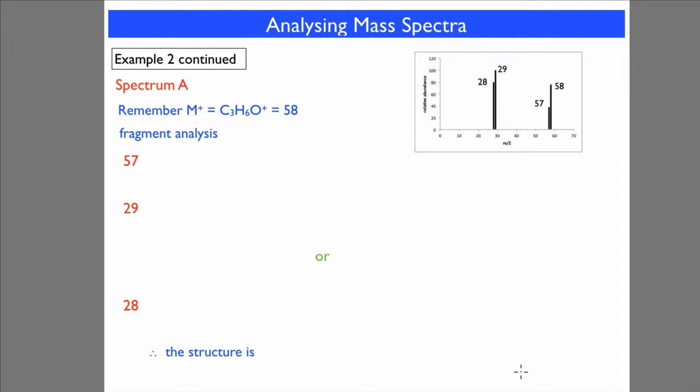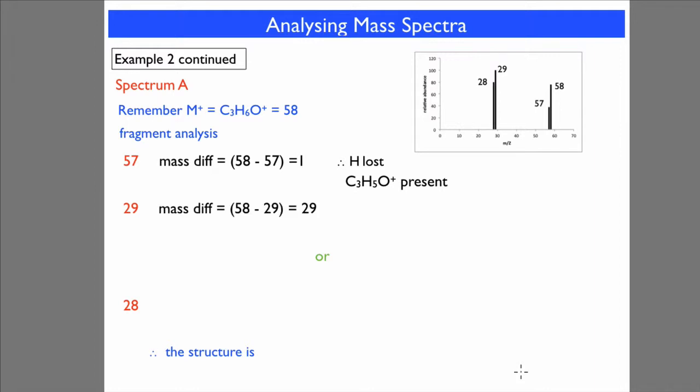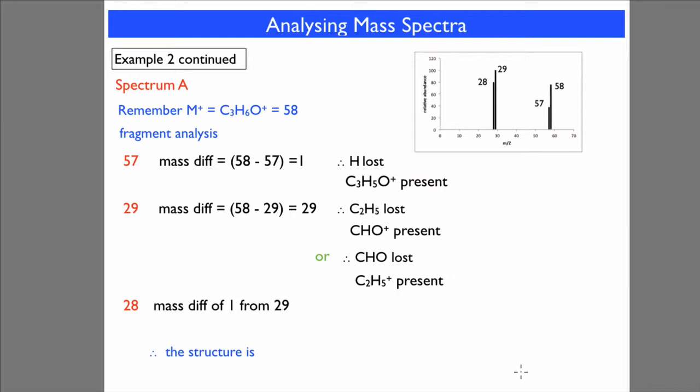Well, for spectrum A, we'll do some fragment analysis. First one is 57. It's got a mass difference of 1, so you can probably guess we've lost a proton, so the C3H5O+ is present. Next, a loss of 29. So we may have lost C2H5, which would leave us with CHO+, or we could have lost a CHO, which would leave us with C2H5+. And finally, a loss of 29. This is a mass difference of 1 from the 29 from this one, so it's probably just a proton loss from the 29 fragment.